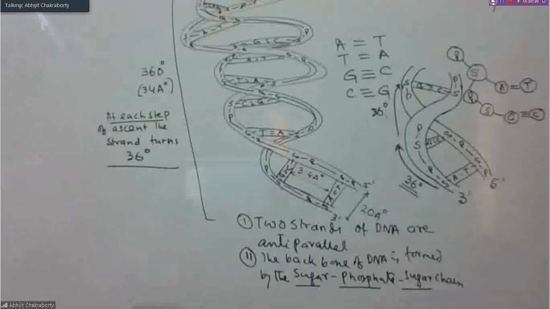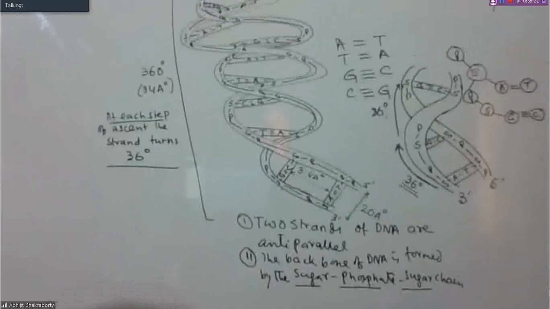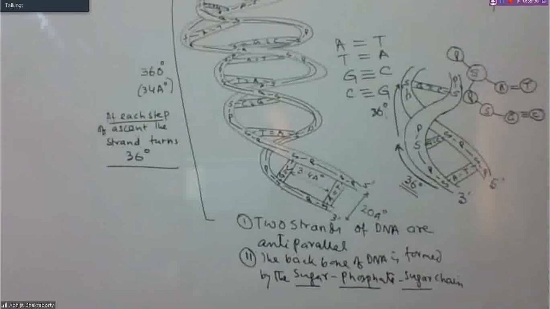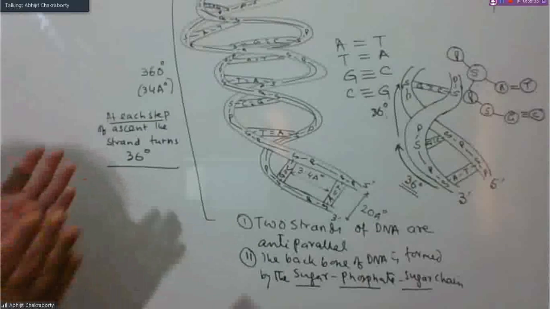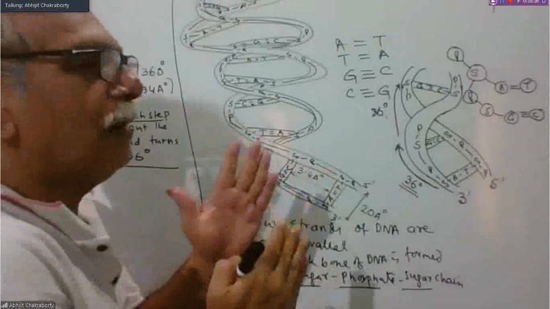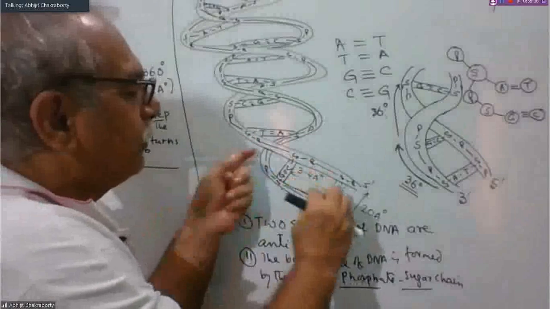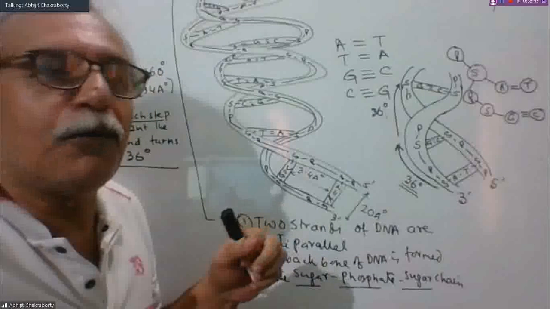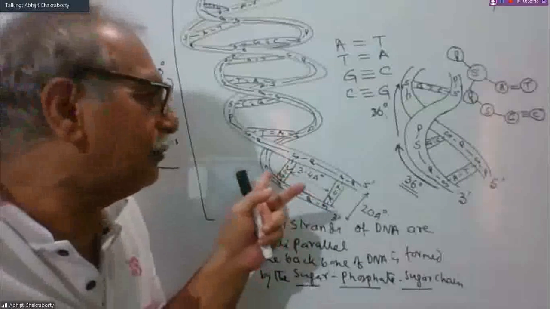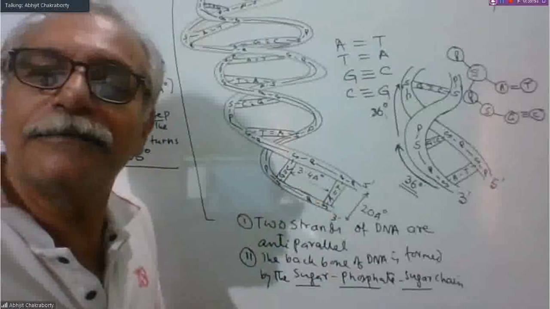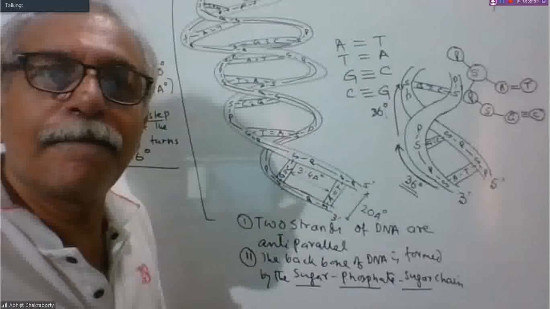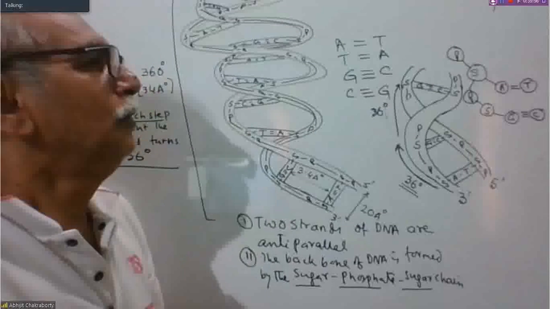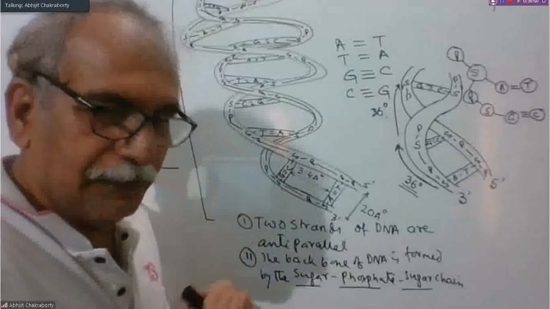If you compare this backbone, they are found perpendicular to this backbone. The nitrogen bases projected almost perpendicular to the backbone. Is it clear? Okay. So this is what about the nucleic acid.